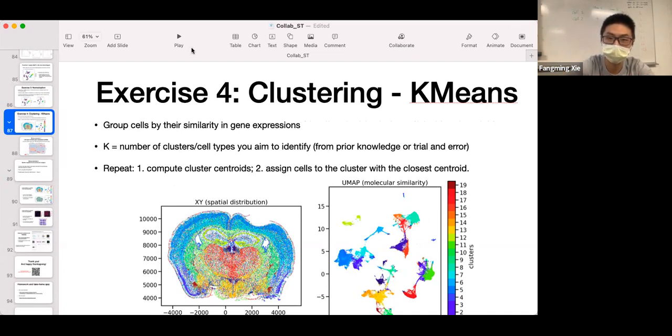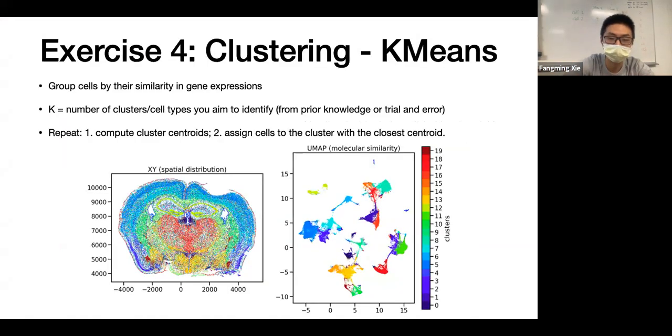Clustering, as shown here. Let me actually expand this. What is clustering? It's an algorithm that groups cells by their similarities in gene expression levels. In this, in particular, we are going to talk about just one most basic, very simple clustering algorithm called k-means, where k represents the number of clusters you want to identify from your data set. What k-means does is actually very simple as well. It's an algorithm that repeatedly does these two things.